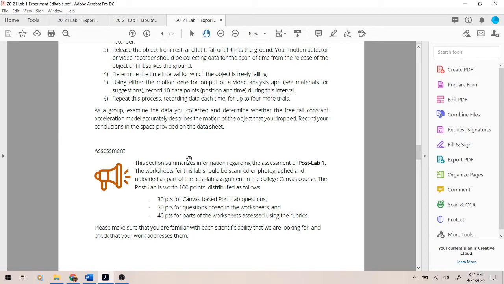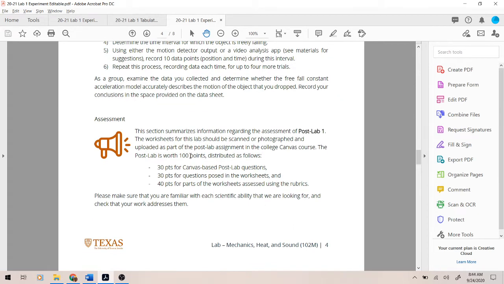Here, they tell you the assessment. This section summarizes information regarding the assessment of post lab 1. The worksheet for this lab should be scanned, photographed, and uploaded. In question 2, you're going to be able to actually upload the file. So that is basically what we're talking about.